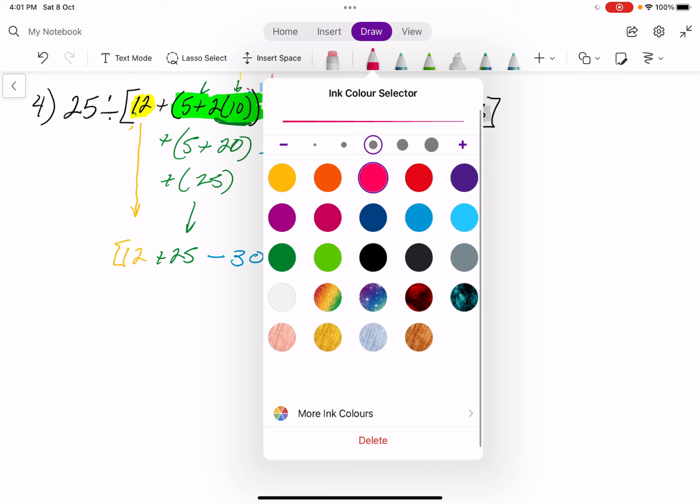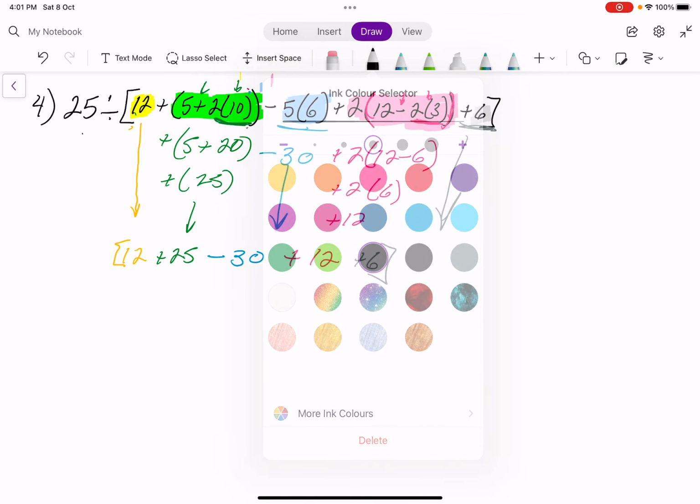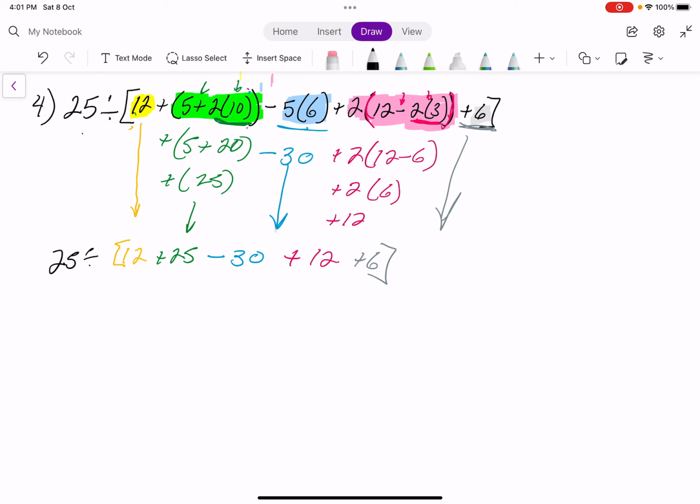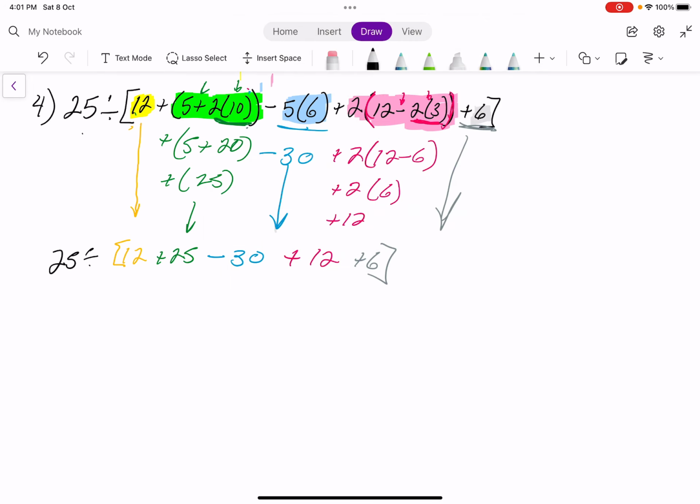And then the last part that we have here, there's nothing being done to it, so it just comes down as plus 6. And that's everything inside of our bracket. But don't forget, it was 25 divided by this. So now we just go ahead and simplify everything in this bracket, and it's just adding or subtracting. So we're just going to go ahead and do that left to right.